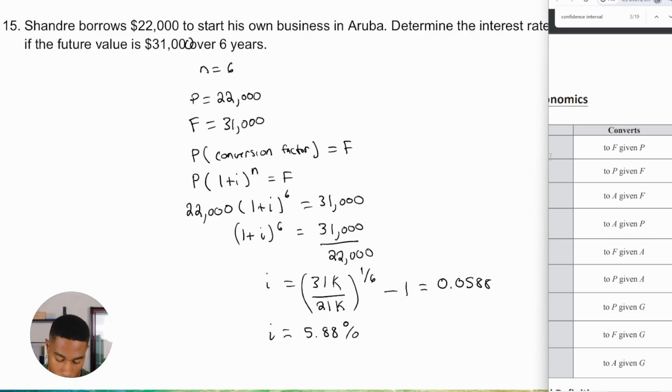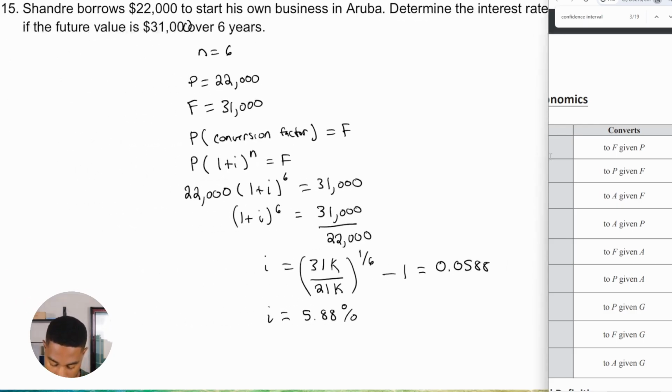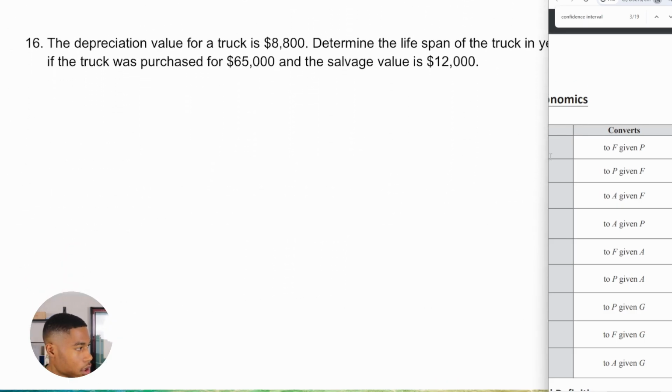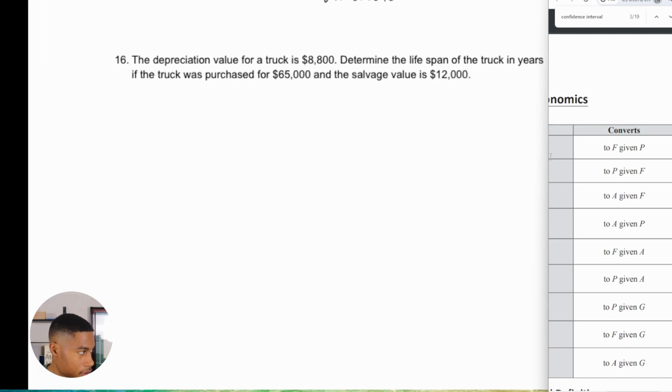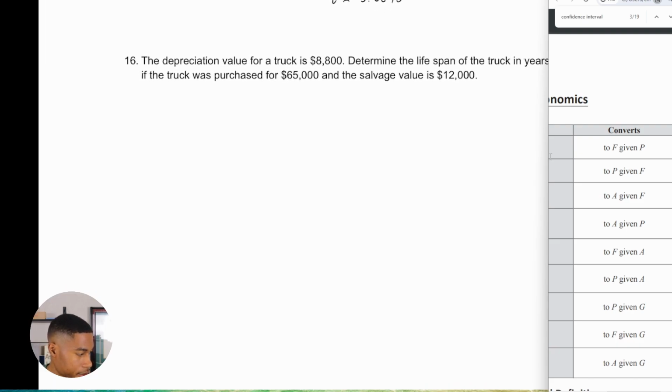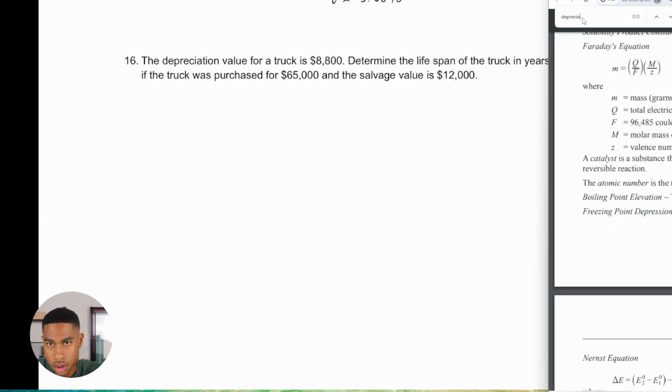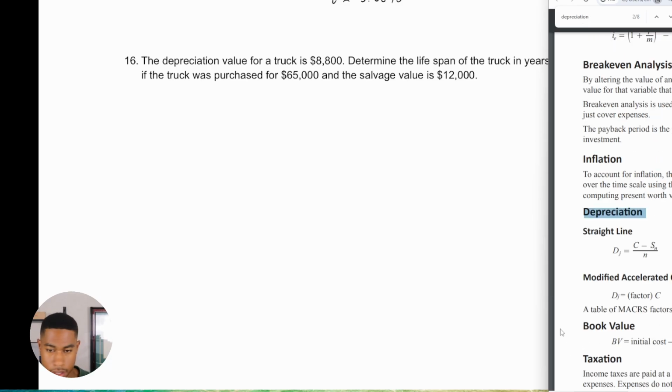Okay. All right, let's look at number 16. So this one says, for number 16, the depreciation value for a truck is 8,800. Determine the lifespan of the truck in years if the truck was purchased for $65,000 and the salvage value is $12,000. All right. Depreciation. I'm just going to do a search for depreciation.